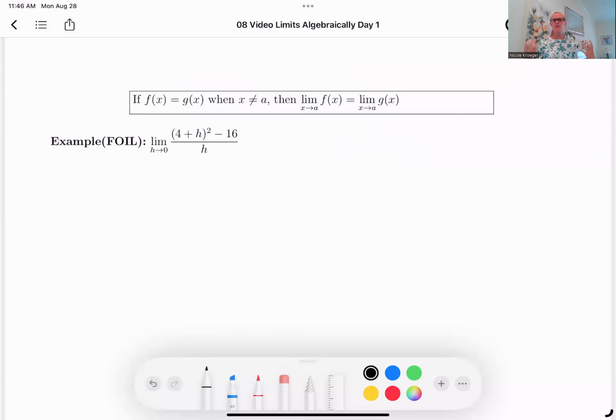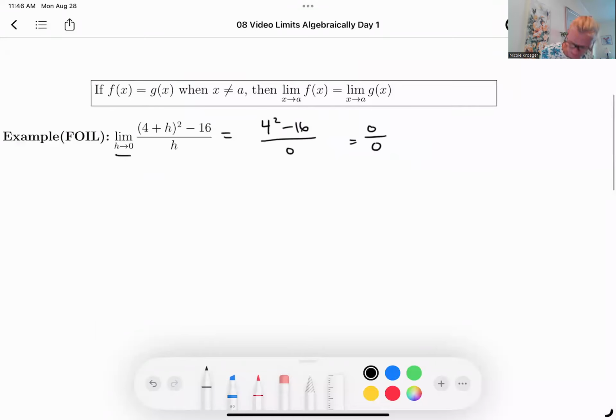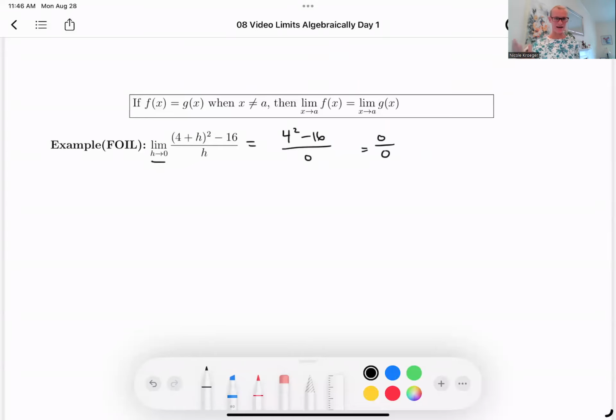Okay, so why don't you try this next problem on your own? It's going to use a slightly different technique, but that's okay. I'm going to work it as well. So we start out, every time we start out by plugging our number in. In this case, I'll plug in 0 for each. So I'll get 4 plus 0, which is 4 squared minus 16 over 0. Once again, I notice I'm getting 0 over 0, so I have to do more work. The 0 over 0 indicates to me that I should probably simplify.